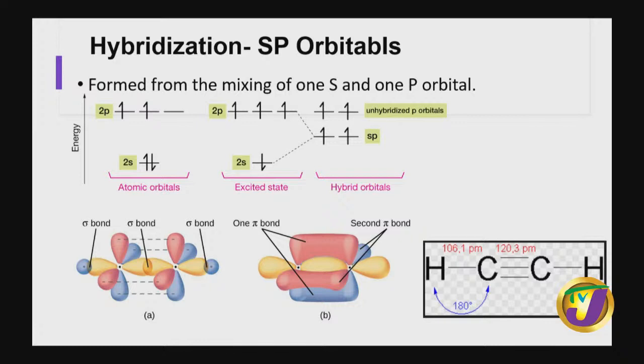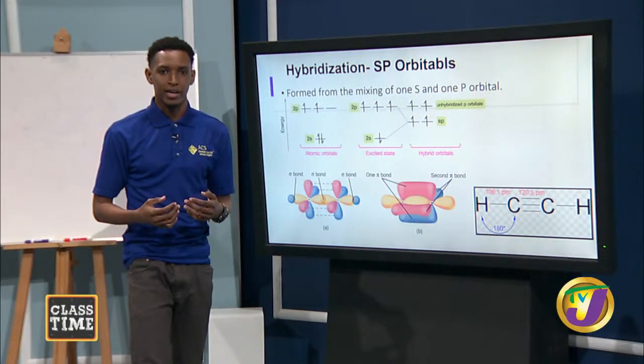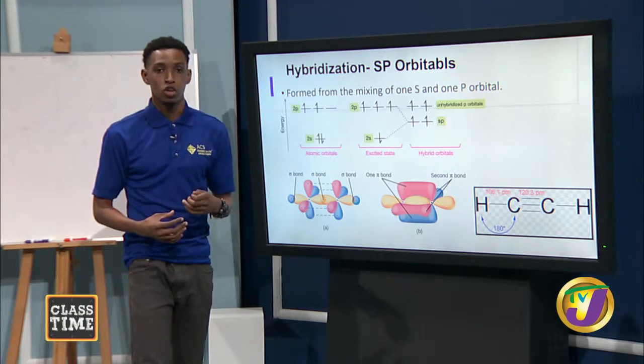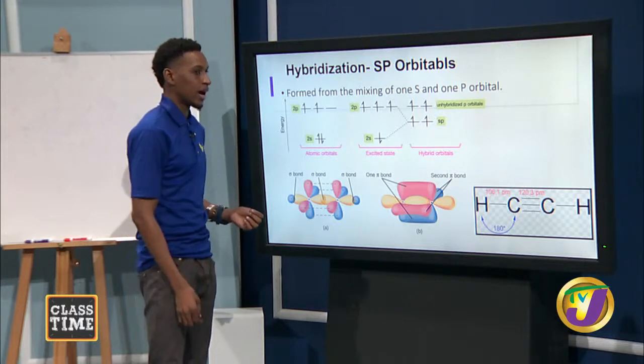And remember the shapes of these molecules. Alkynes, linear, 180 degrees for the bond angles. Alkenes are trigonal in shape. The bond angles are 120. With alkanes, it's tetrahedral, and the bond angles are 109.5. So it's important to remember the shapes of these molecules as well as their bond angles.